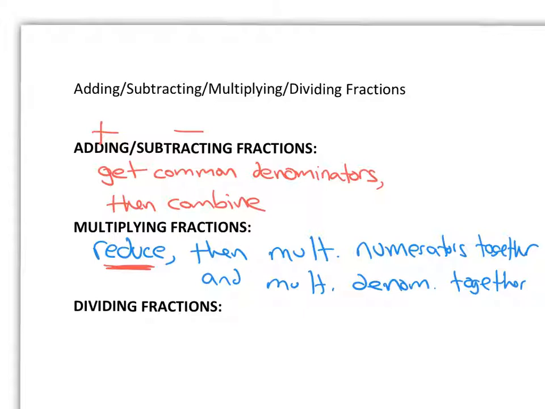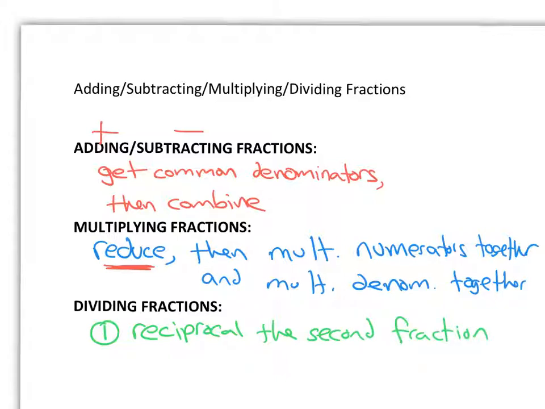Lastly, for dividing, we're going to do a little two-step process, right? The first step is we're going to reciprocal the second fraction. If you remember what reciprocal means, it means flip it over. Okay, so after you do that, then we're just going to multiply. Okay, so it's reciprocal the second fraction, and then multiply.